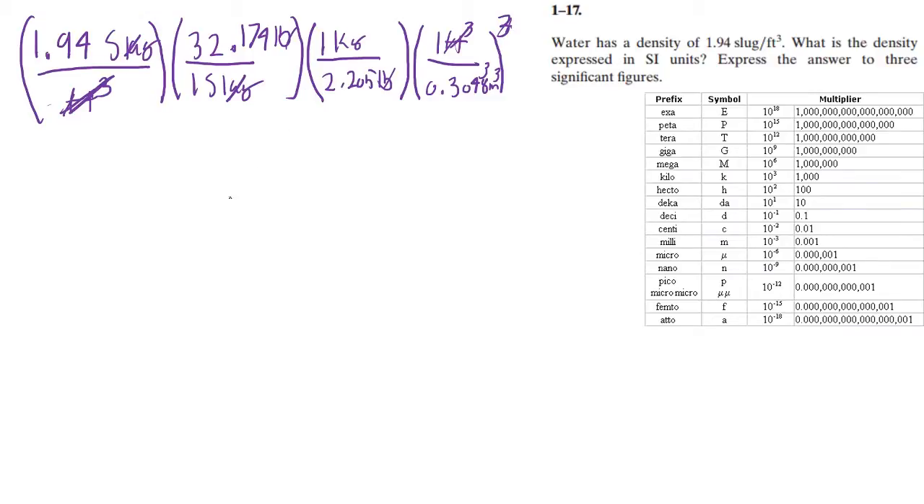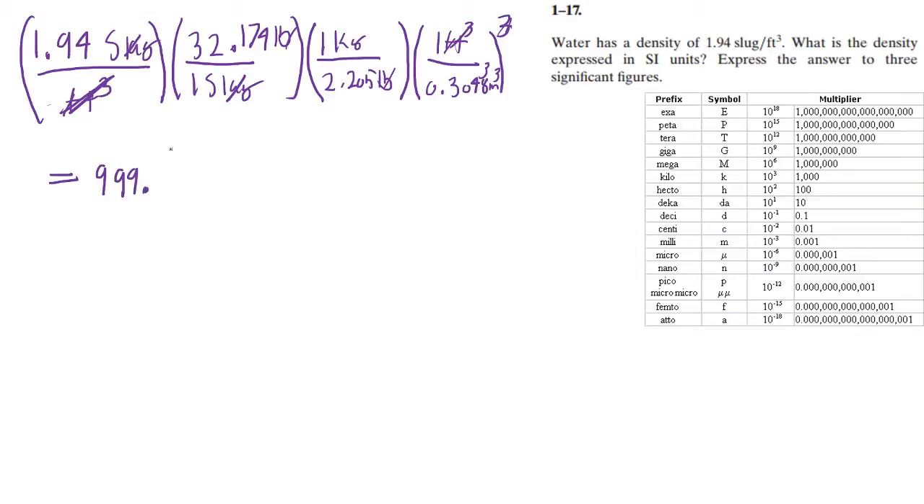of kilograms per meters cubed. Did I cross everything out? Yes, I did. So what we're going to do here in our calculator is multiply 1.94, that's how many slugs we had, by 32.174, the conversion factor to pounds. Multiply that by 1 over 2.205, our conversion from pounds to kilograms, and multiply that by 1 over 0.3048 meters cubed. And that is going to give us a very fine answer.